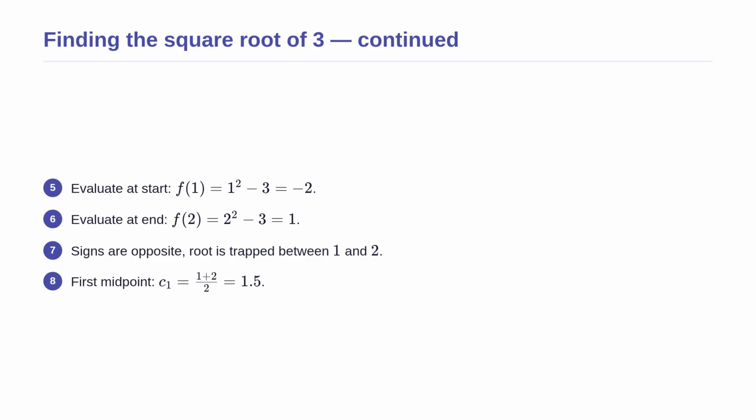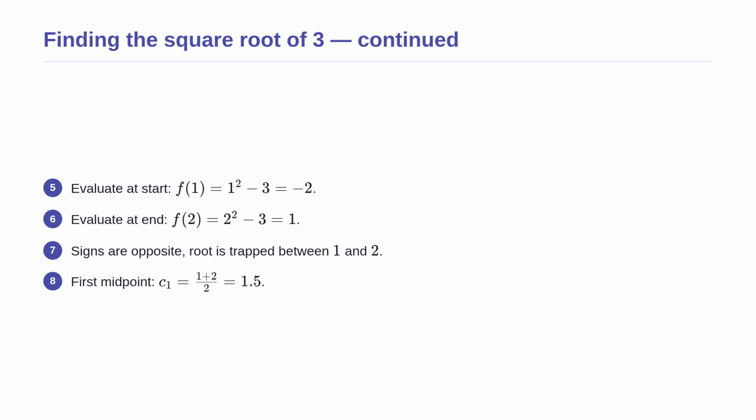Continuing with our setup, we must verify that the function actually changes sign between these 2 points. We plug our starting point 1 into the function. 1 squared minus 3 gives us negative 2. Next, we plug in our ending point, 2. 2 squared minus 3 gives us positive 1. Because we started at a negative value and ended at a positive value, we have proven that the root is definitely trapped between 1 and 2.